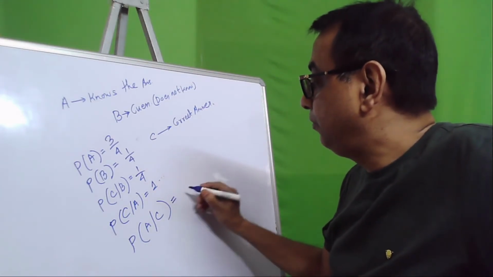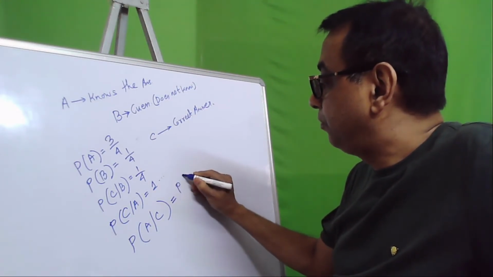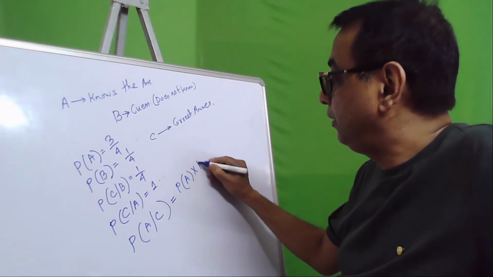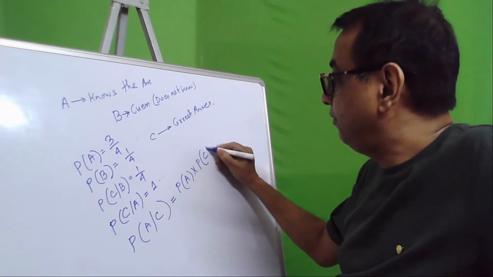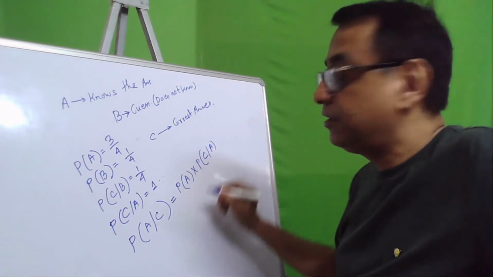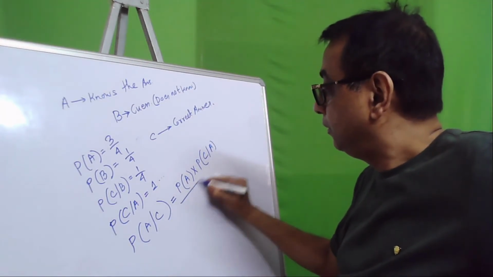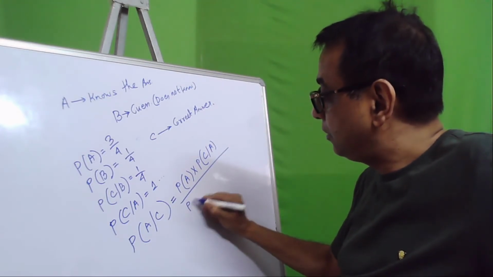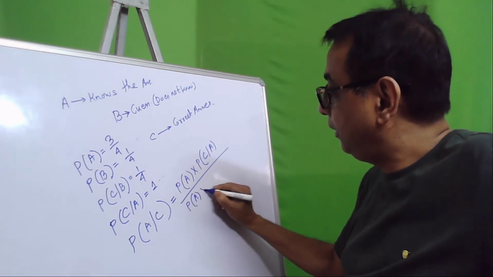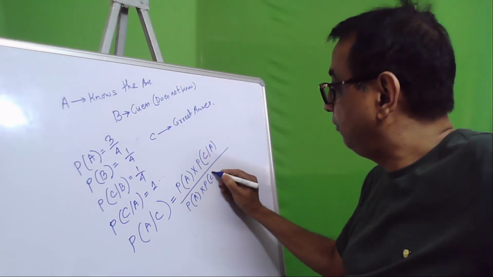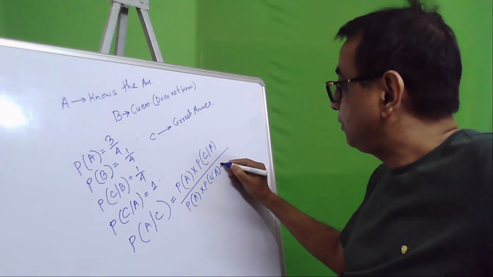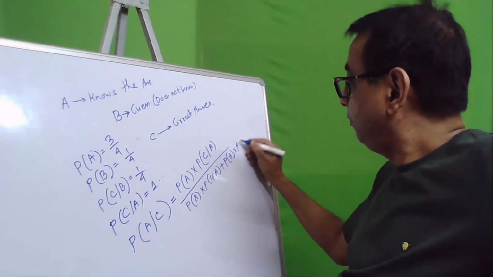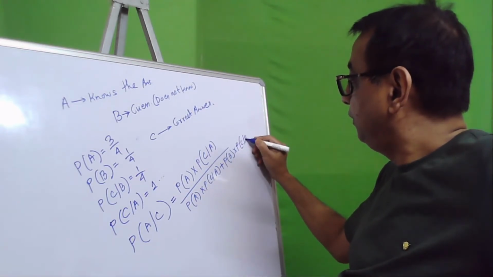Now what will it be? It will be probability of A into probability of C given A, as per the Bayes theorem, divided by probability of C, which is a sum of probability of A into probability of C given A plus probability of B into probability of C given B.